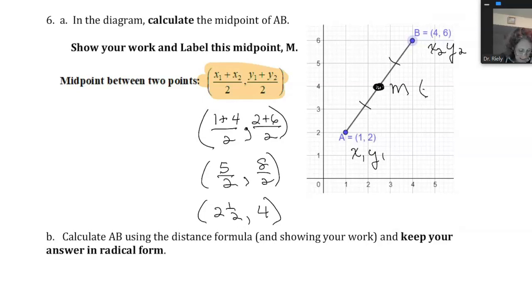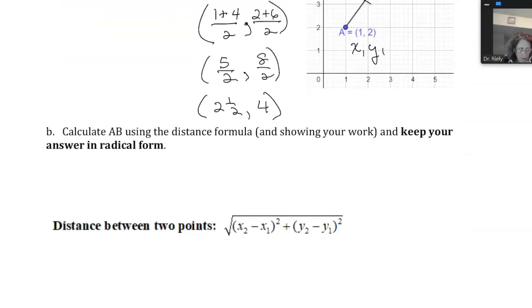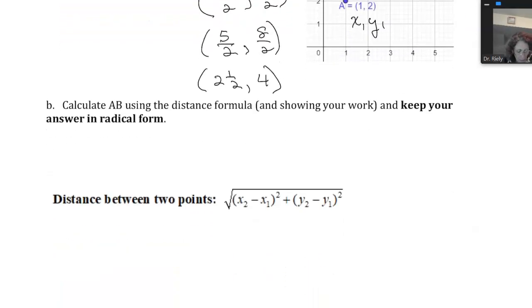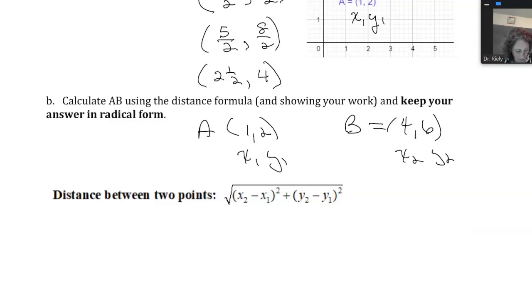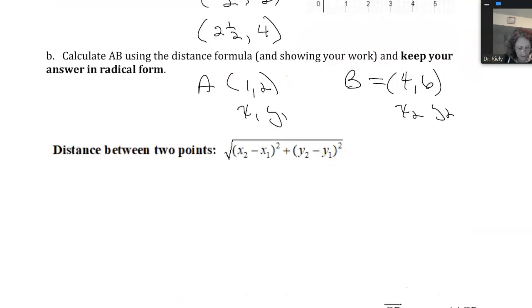So that point is (5/2, 4). Okay? So now they say use the same points, so the same points for A and B, to calculate the distance between the 2 points. So what I'm going to do is bring down the A. So A was (1, 2), and B was (4, 6). And I labeled this x1, y1, x2, y2. We just make sure that's the case. Yes, it is. Okay, so now I'm going to do the same thing.